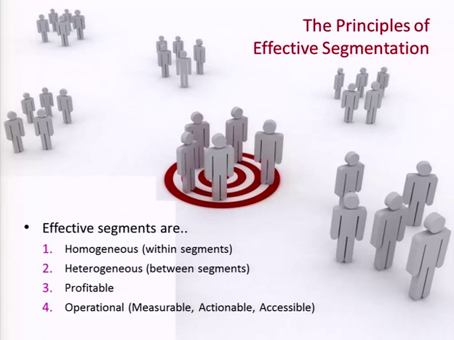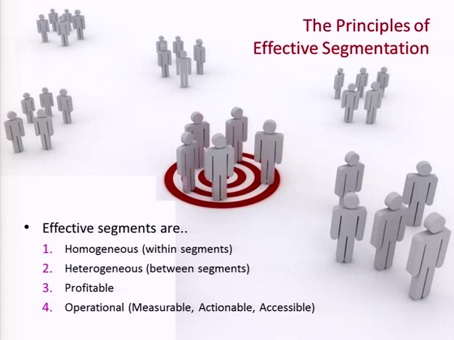So we talk about them as being homogeneous within, that is, all the people within the group are similar. Heterogeneous between, so groups are different to one another. No point segmenting groups if we don't think they're going to be profitable.